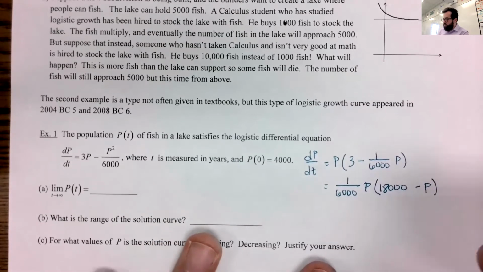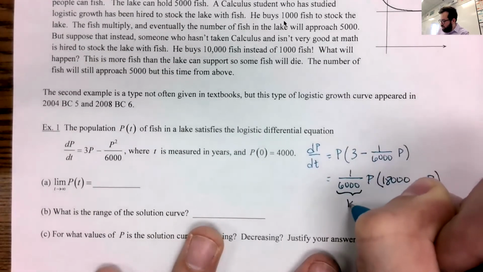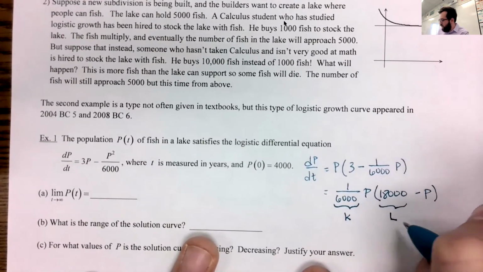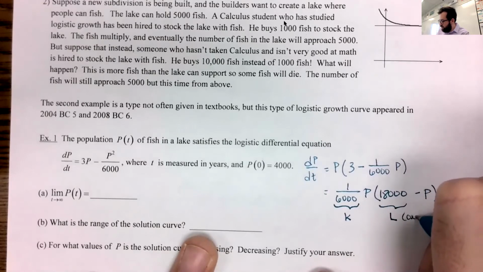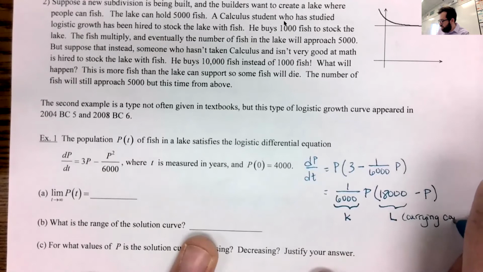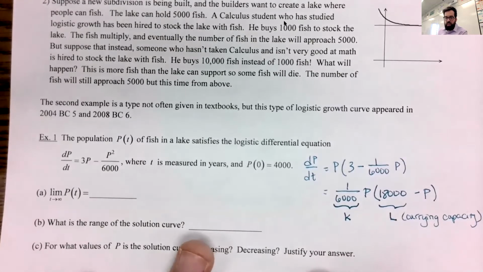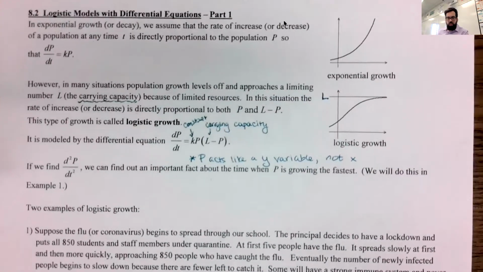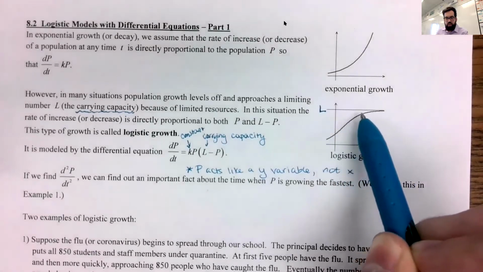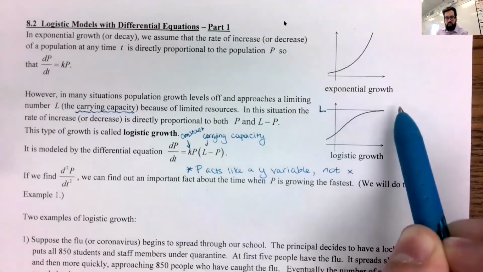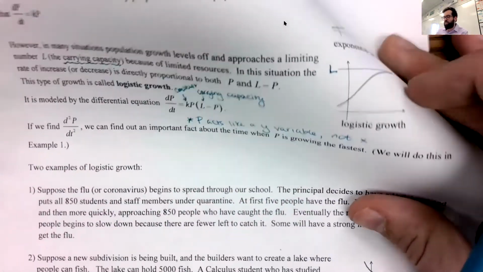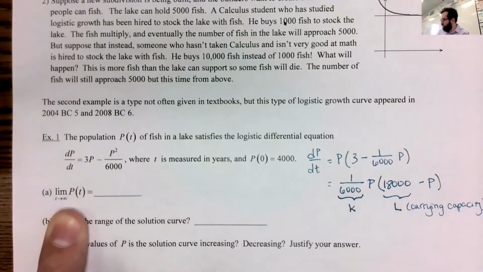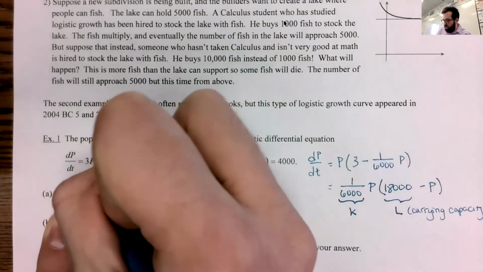But now we have essentially this number is our K, which is just a constant. But this number is our L, which is the carrying capacity. And that's a very important number to know, okay? Because if we take a look up at what logistic growth usually looks like, the function approaches the y value of L over time. It's going to approach that capacity. That's what the carrying capacity means. So when the limit as t approaches infinity of P of t, the y value is going to be that 18,000. That's the whole point.